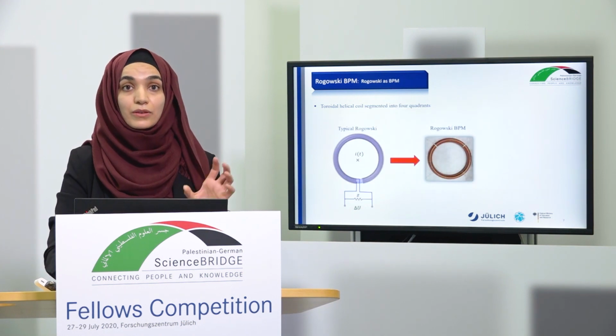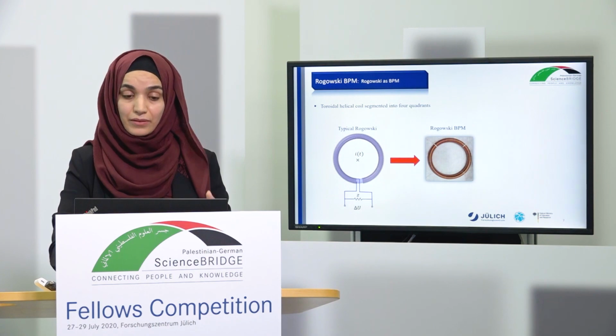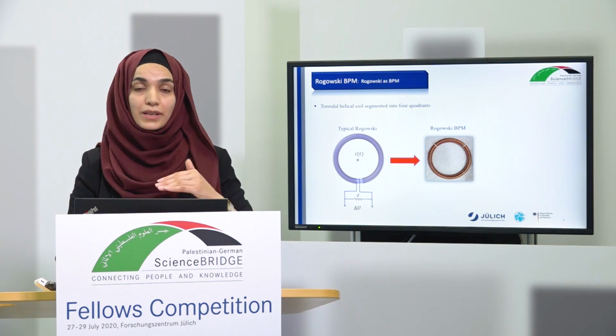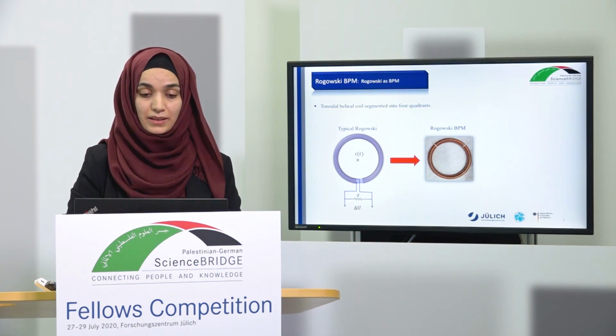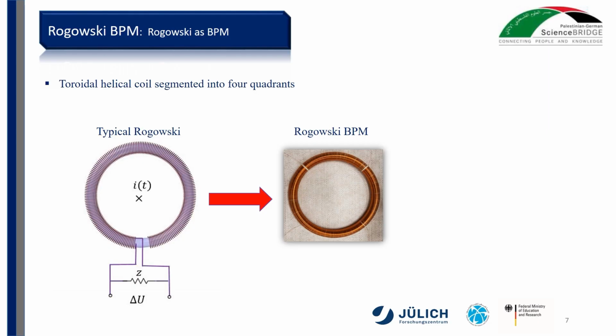Now let's talk about the Rogowski as a beam position monitor, not as a current monitor. In fact, the only difference between the typical Rogowski coils and our Rogowski coil, which is exploited as a beam position monitor, is the geometry. So we take the complete helical winding and we cut it into 4 equal but electrically disconnected wires. By this, as you can see here on the left side of the slide, it's the typical Rogowski coil, and next to it is a winding.